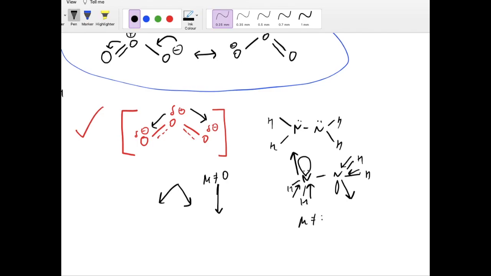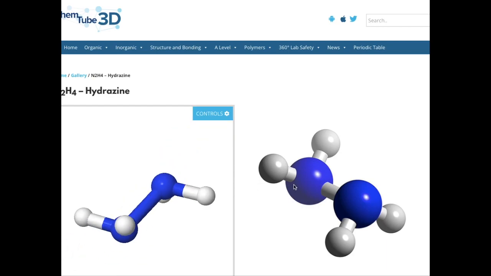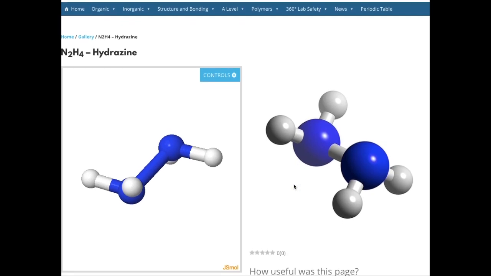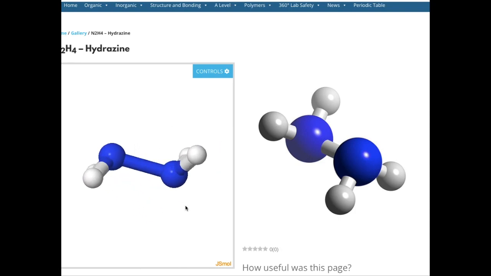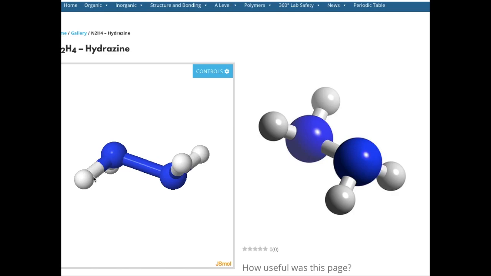I'll show you the 3D structure as well. So this is the 3D structure of N2H4, hydrazine. It's available on ChemTube 3D. It's a really cool website. You can always check it out. So this is the structure, and the blue spheres are nitrogen, and there would be a lone pair over them. They don't show lone pairs in ball and stick models. The lone pair is assumed to be really close to the atom itself, so it's not like a bond. They don't show it separately. It's over the atom.